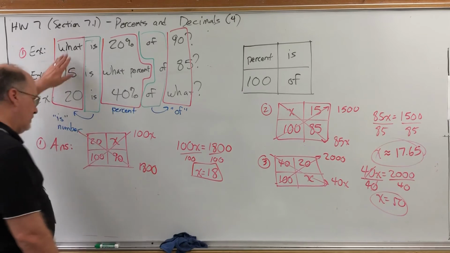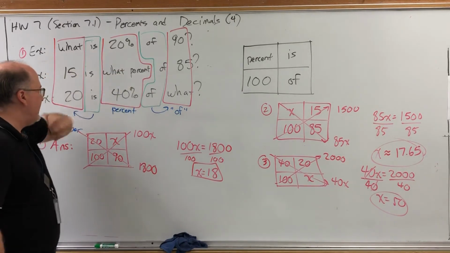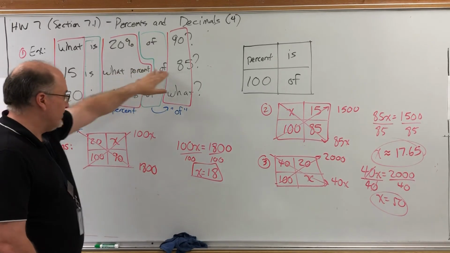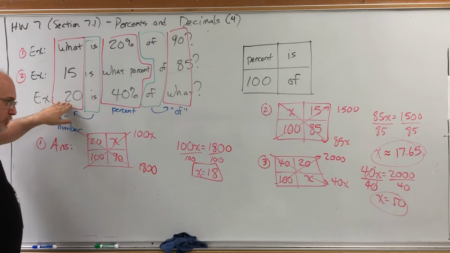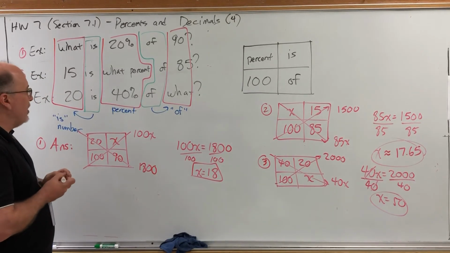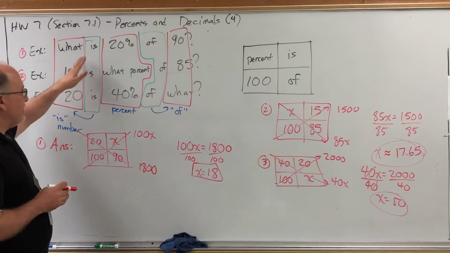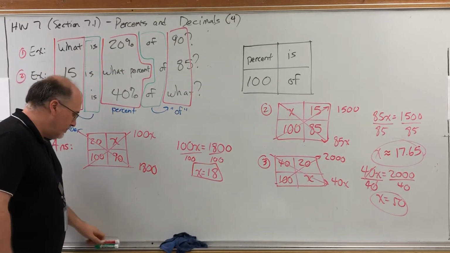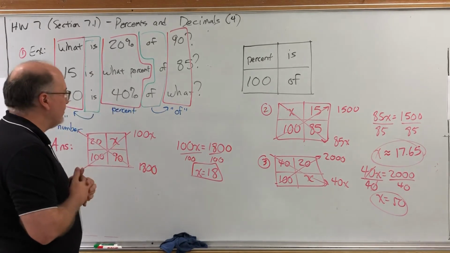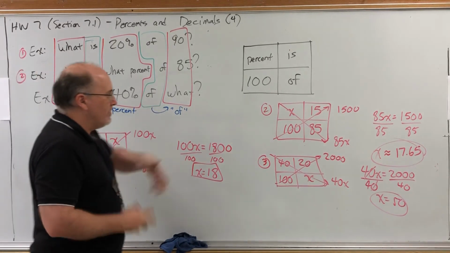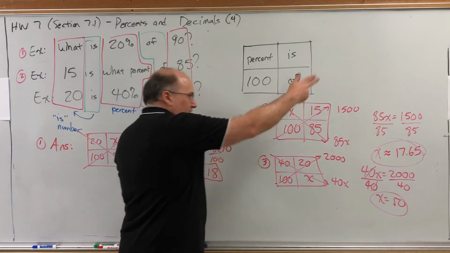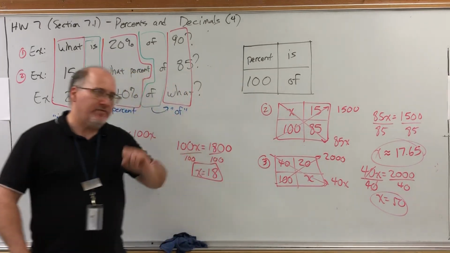So, 18 is 20% of 90. 15 is approximately 17.65% of 85. And 20 is 40% of 50. Every percent problem of this form, something is something percent of something, though the sentence may be arranged differently, can be set up in a box with the percent number over 100, the is number over the of number, set the cross products equal, and then you're one division away from solving it.